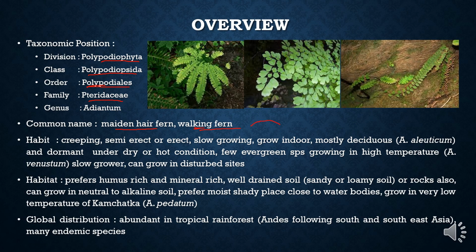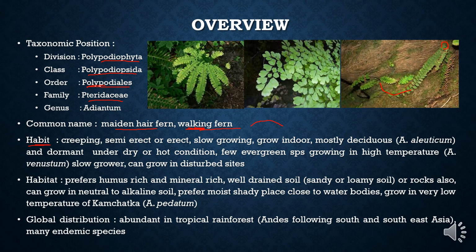Here we see this compound leaf of Adiantum, where the tip of the leaf bears a vegetative bud. This vegetative bud, when it gets in contact with soil, gives rise to a new plant. So that is why it is also called walking fern. Now, apart from Adiantum, many other ferns, especially some species of Asplenium, also have this type of characteristic. So Adiantum shares the name of walking fern with Asplenium as well.